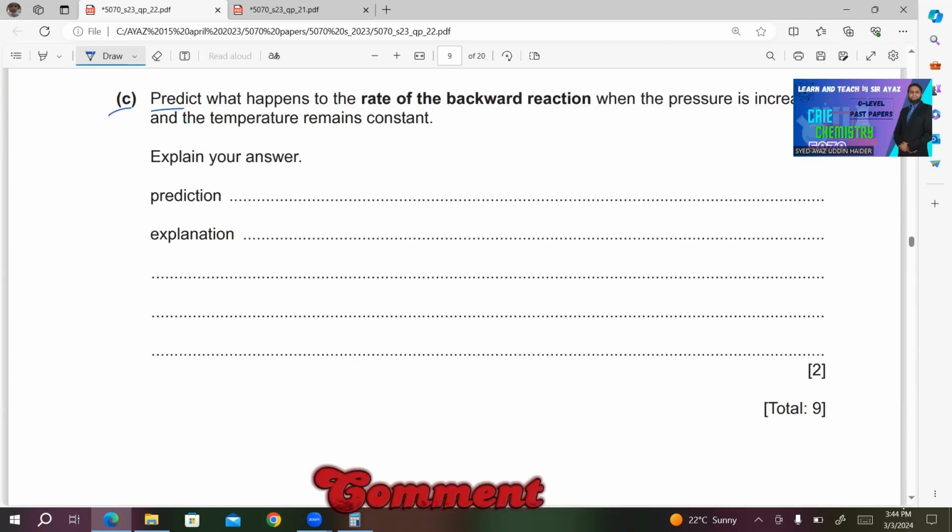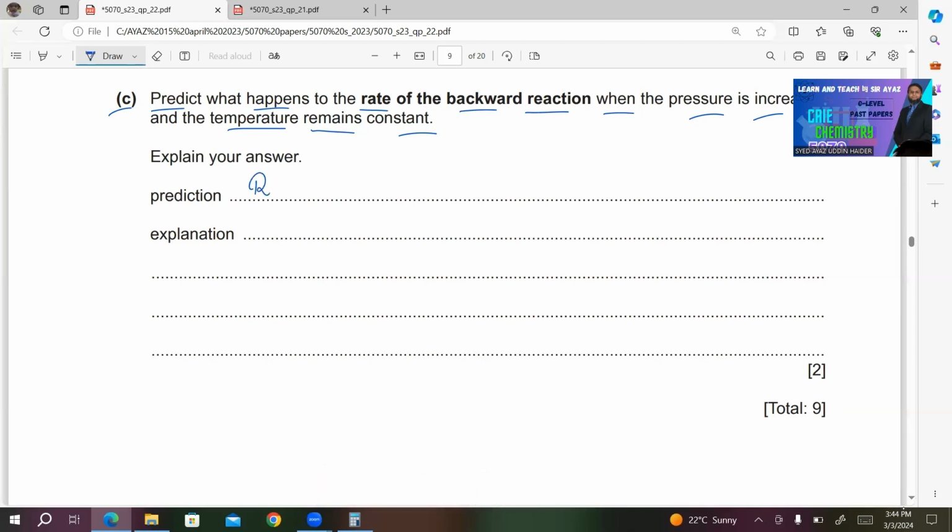C. Predict what happens to the rate of the backward reaction when the pressure is increased and the temperature remains constant. The rate increases. The reason is that you have more particles per unit volume, which means you have greater collision frequency.